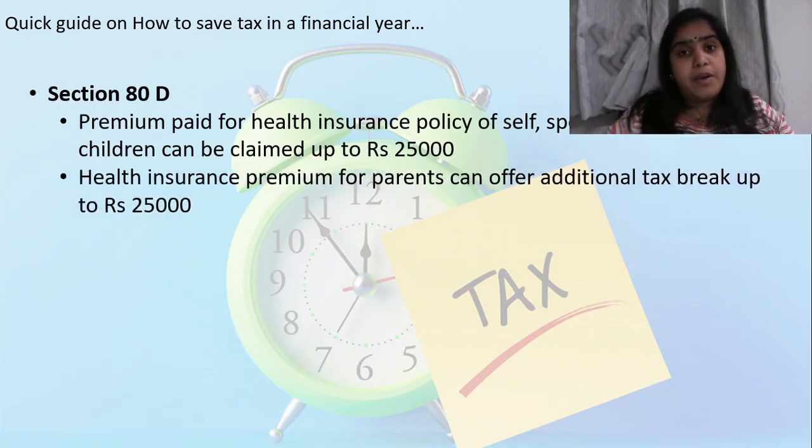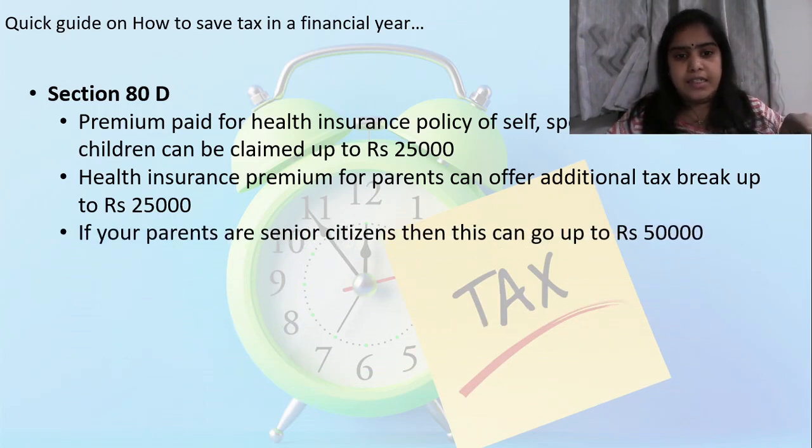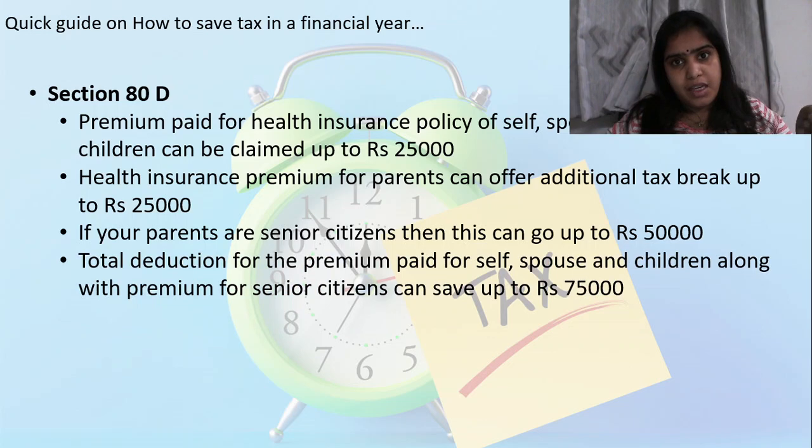Health insurance premium for parents. If my parents are staying with me and I have to pay for their health insurance also, then for their health insurance, I can get the benefit up to 25,000 rupees. So 25,000 for me and my family, 25,000 rupees for my parents. If my parents are senior citizens, then up to 50,000 I can pay for them. So 25,000 for me and 50,000 for my parents who are senior citizens. So in total 75,000 I can get the benefit. 8 lakh minus 75,000, now my gross income will be 7.25 lakh rupees.